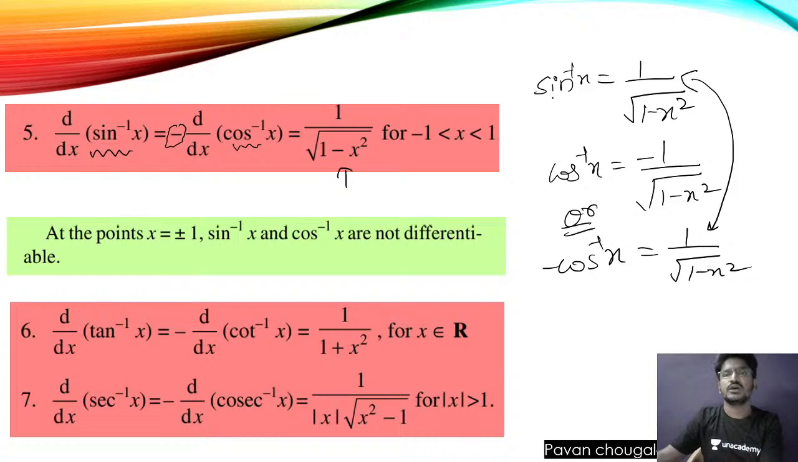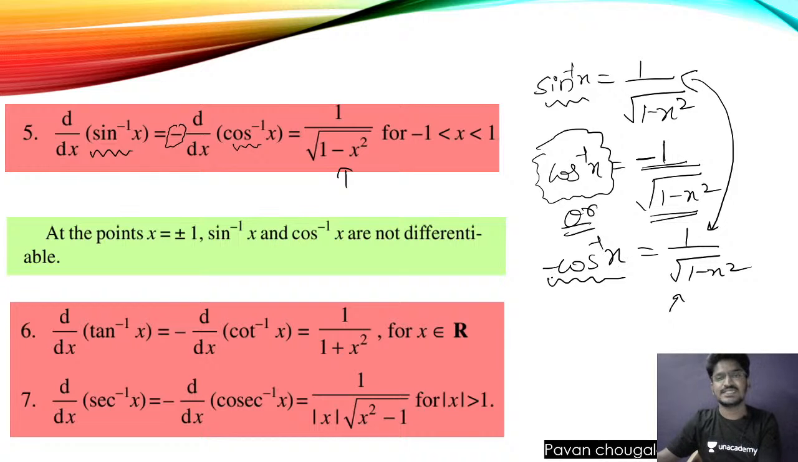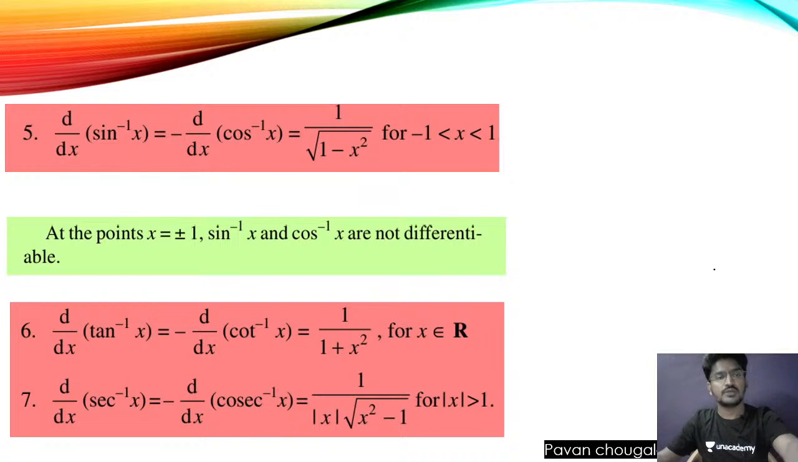Are you getting my point? Sine inverse x and minus cos inverse x are going to be the same, but whenever you are writing cos inverse x, be careful about this minus sign. It will be minus 1 divided by root of 1 minus x square. Suppose it is minus cos inverse x. It will be equal to 1 by root of 1 minus x square. Clear? Okay.